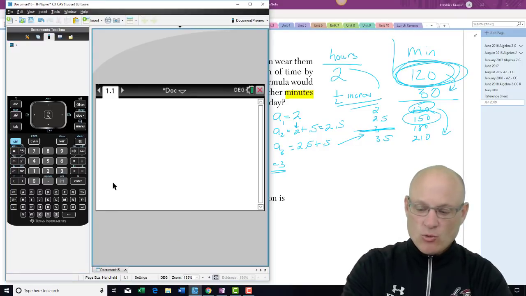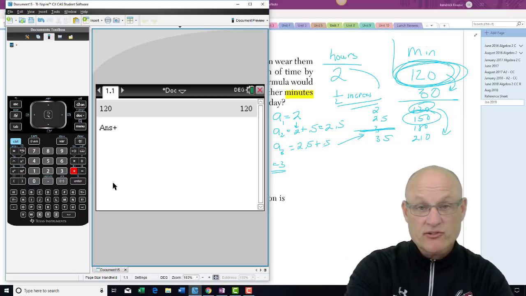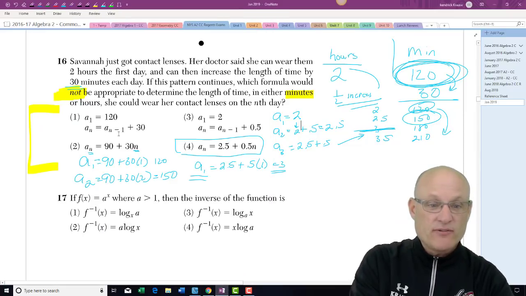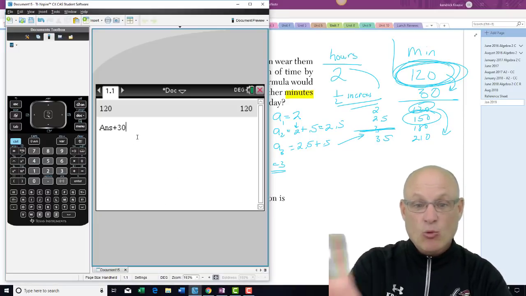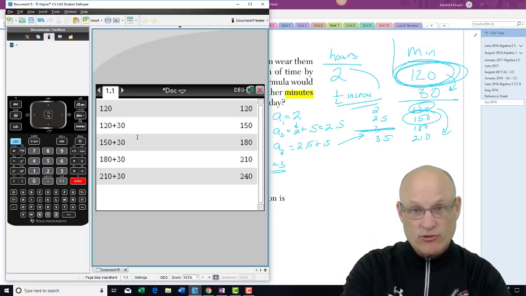So you go, okay, 120. Enter. Just put it in. And then you hit plus. Now you see how it says answer plus? Answer plus 30. That's what this one says. Take the previous answer and add 30. Now once you do that, 130, 150, 180, 210, it'll give you the recursion.